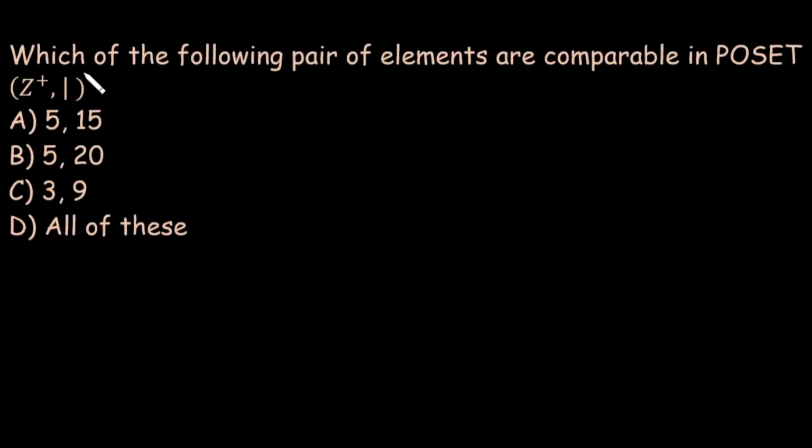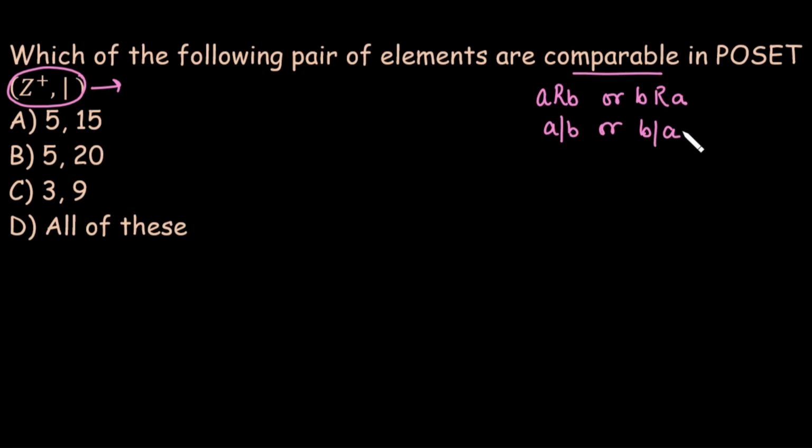Taking the next example, which of the following pairs of elements are comparable in the POSET? Again we have the set of positive integers with a divides relation. Comparable elements means either A is related to B or B is related to A. With respect to this relation, it means either A divides B or B divides A. We just need one pair. If that exists, the elements are comparable. Does 5 divide 15? Yes. 5 divides 20? Yes. 3 divides 9? Yes. So all of these are comparable elements, and hence we will mark option D.